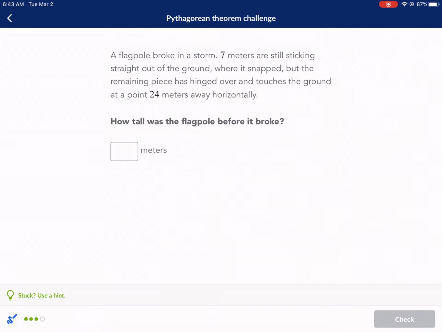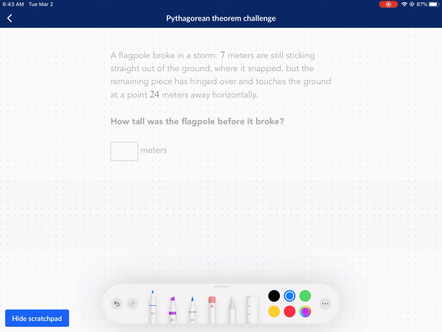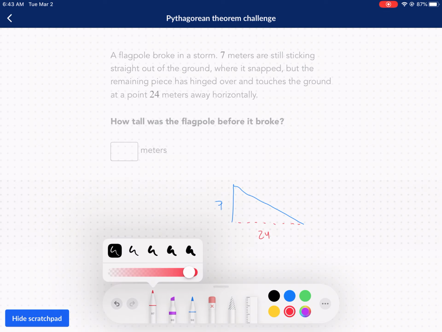Okay, we have time for one more. A flagpole broke in a storm. 7 meters are sticking straight out of the ground where it snapped. But the remaining piece has hinged over and touched the ground at a point 24 meters away horizontally. Okay, so here's my flagpole. Here's the distance that it fell, 24 meters away. We're trying to figure out how tall the flagpole was before it broke. So we need to find this.